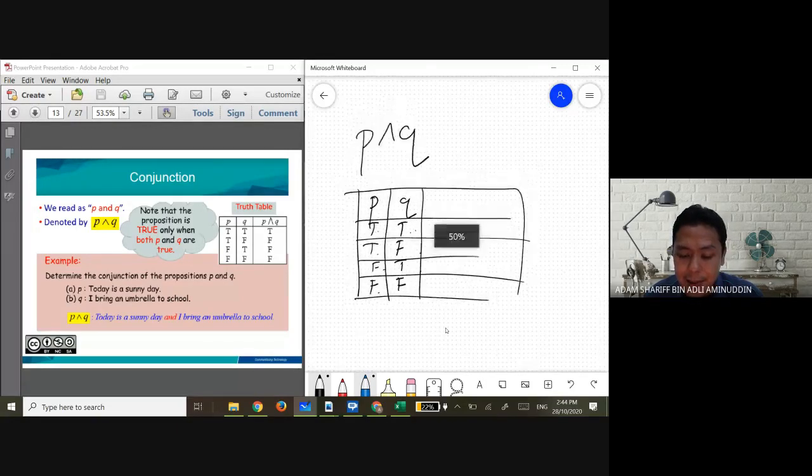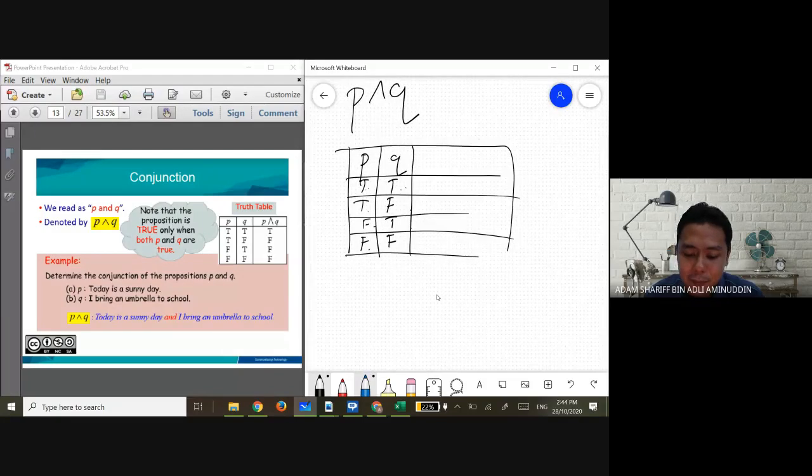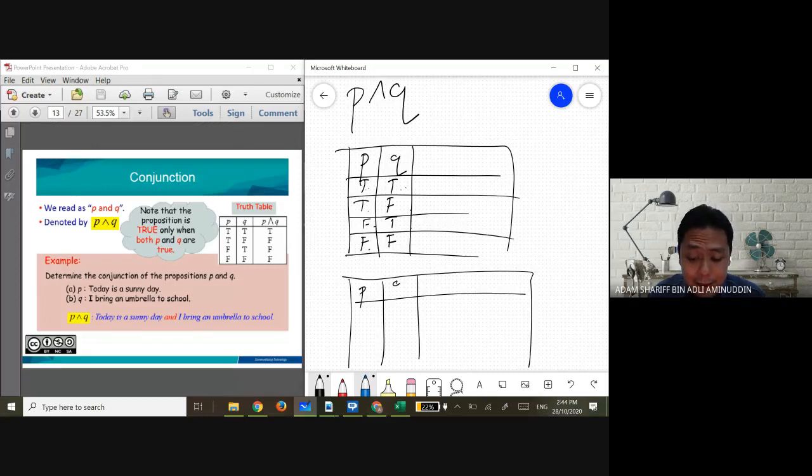Kenapa saya cakap tadi, saya nak student jawapan standardized. Okay, ni tolong jangan buat lah. Tapi kalau kamu buat, kamu tidak salah. Dia letak F dulu. Okay, yang ni dia buatlah TF, FF.